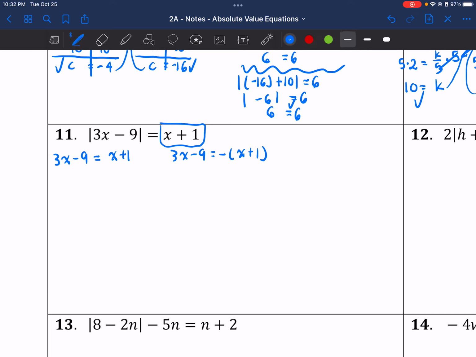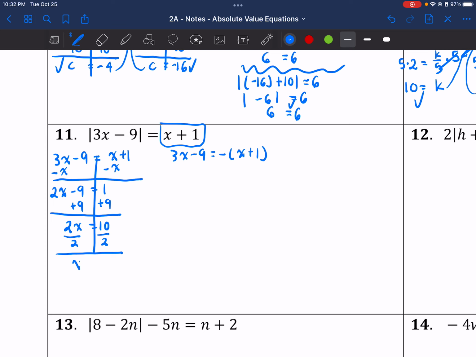So we're going to solve our left side equation first. We subtract x on both sides, and we get 2x minus 9 is equal to 1. Add 9 onto both sides, and we get 2x is equal to 10. Divide both sides by 2, and we get x is equal to 5.